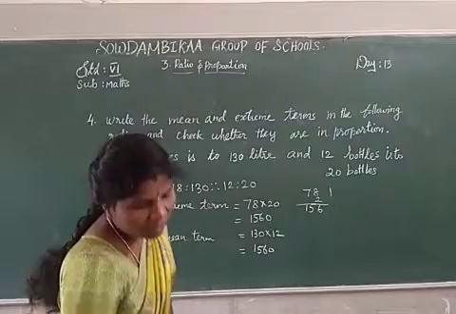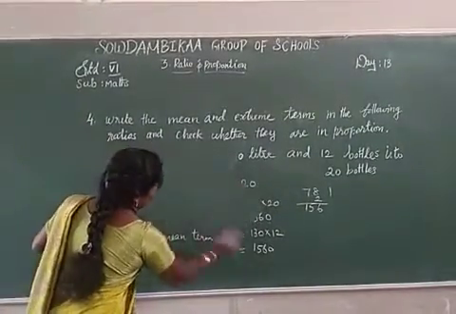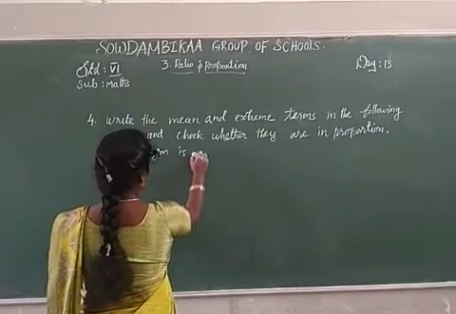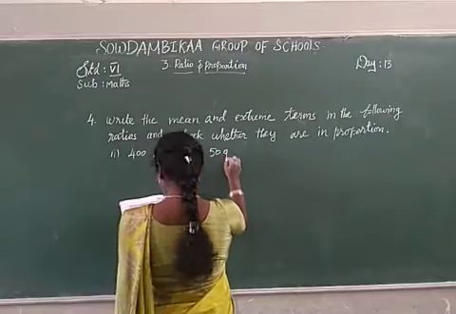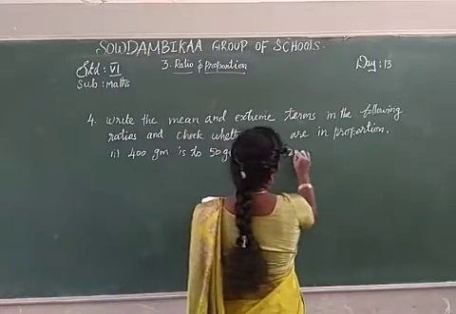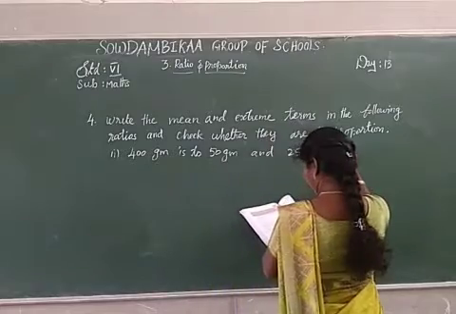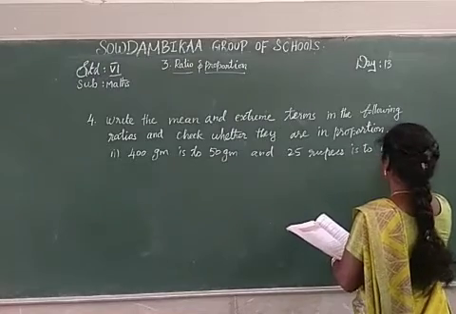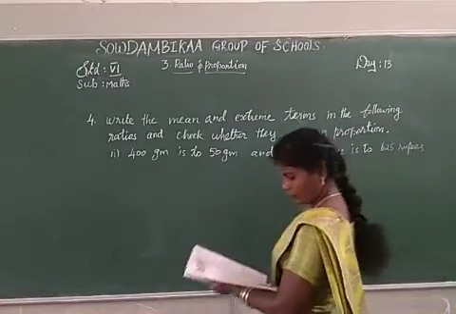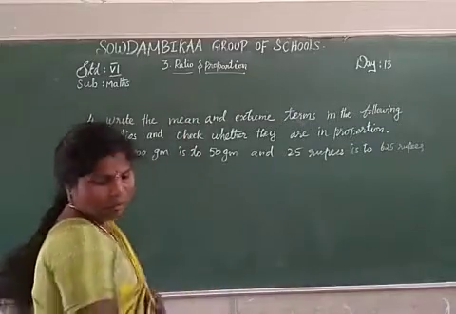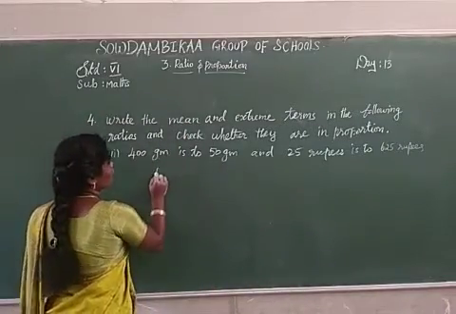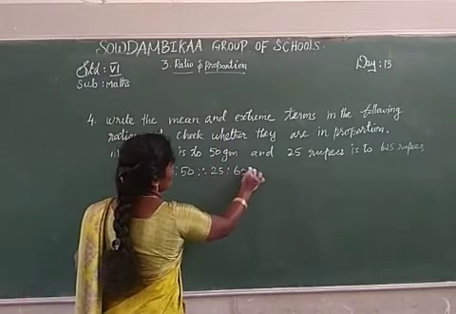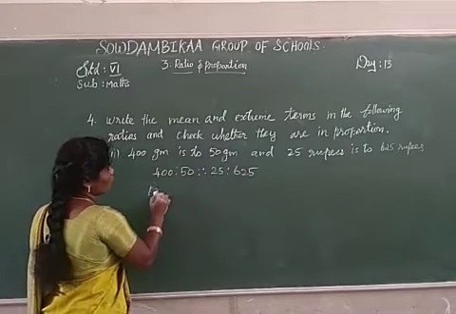The next sum, second point: 400 grams is to 50 grams and 25 rupees is to 625 rupees. The same sum. First write the ratio: 400 is to 50 is equal to 25 is to 625. Now the extreme term.